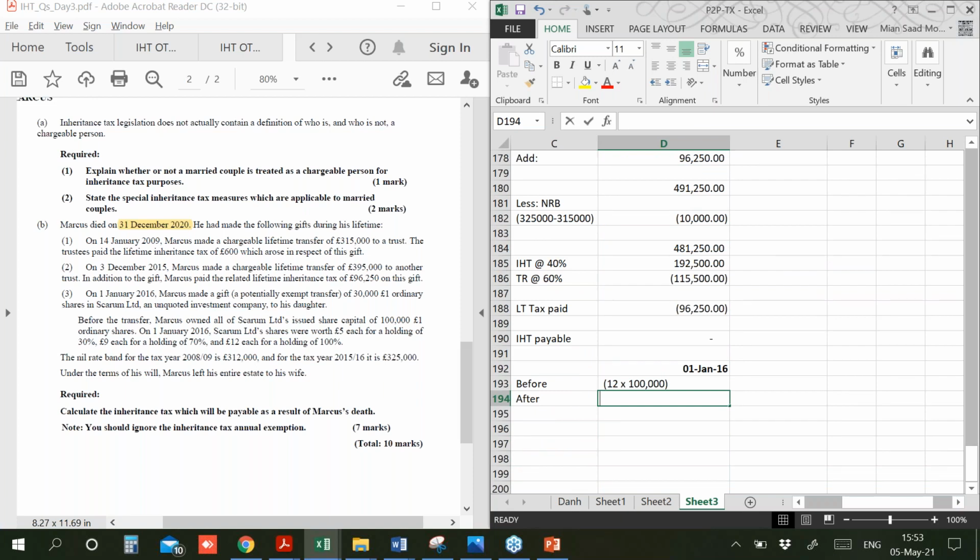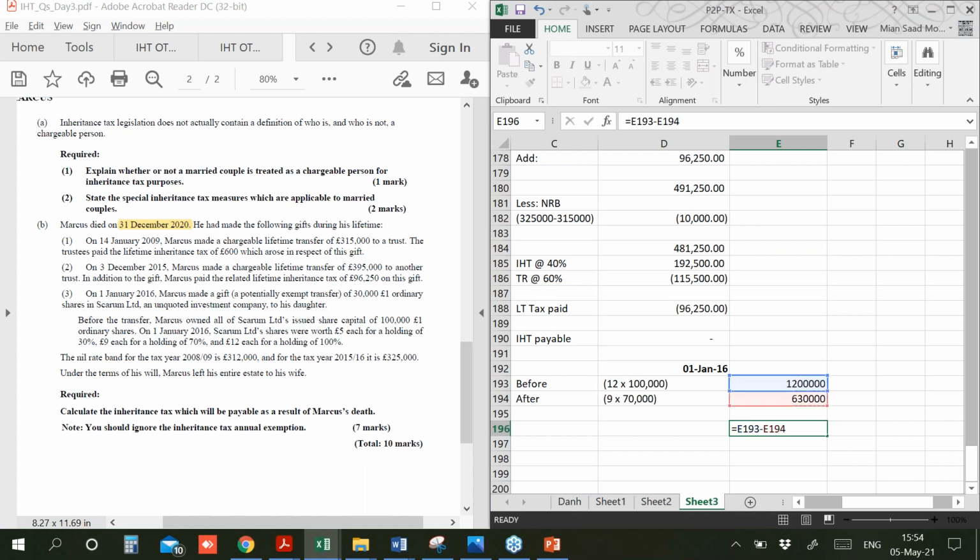And after, he had 70% of the holding, and for 70% the value of the share is 9, and the number of shares he was left with was 70,000. Okay, now whatever the values will be, we'll write here. This will always be obviously 1.2 million. This will be 630,000 because 9 sevens are 63, or you can put a formula as well if you are unsure. Now here this minus this is the transfer value that I'll be using for the gift.